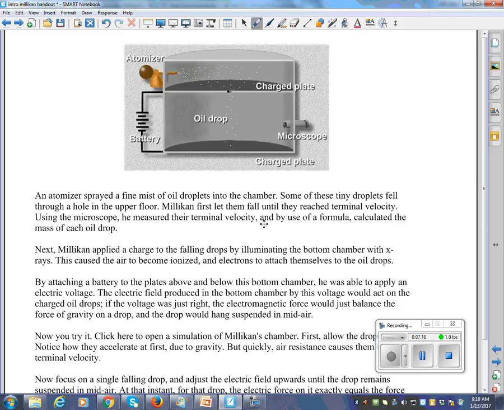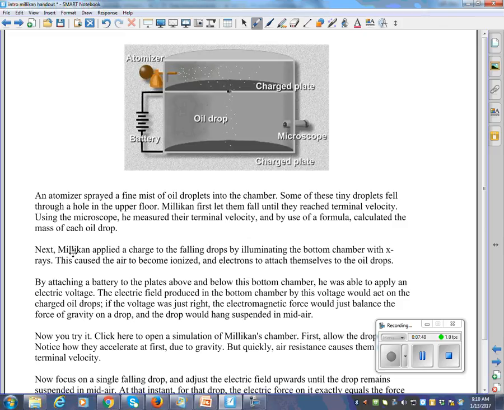Millikan first let them fall until they reached terminal velocity. Using the microscope, he measured their terminal velocity, and by use of a formula, calculated the mass of each oil droplet. And one of the other things people believe he made a mistake on had to do with the viscosity of air, I think. Am I right? The viscosity means how thick it is. You talk about oil viscosity. When it's cold like this, the oil gets really thick, kind of like a milkshake. And when it heats up, it's nice and fluid.